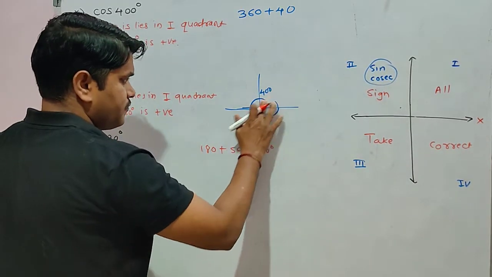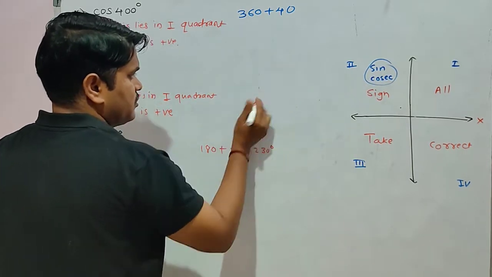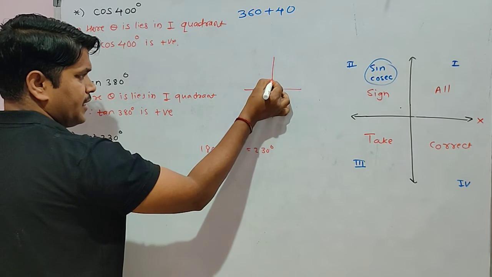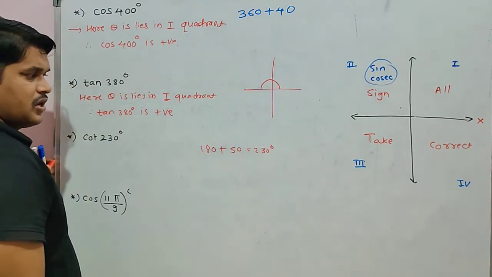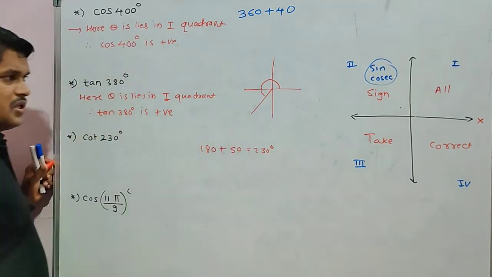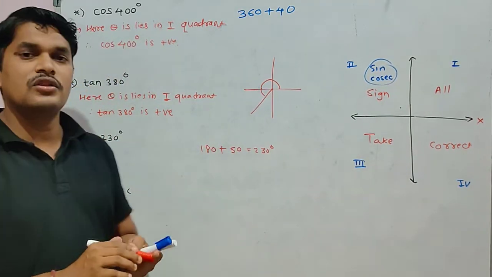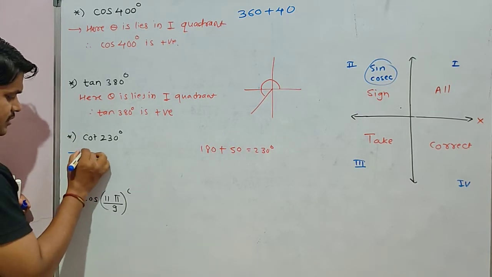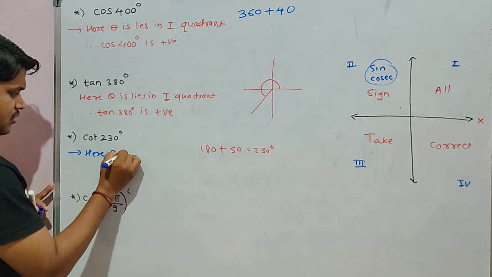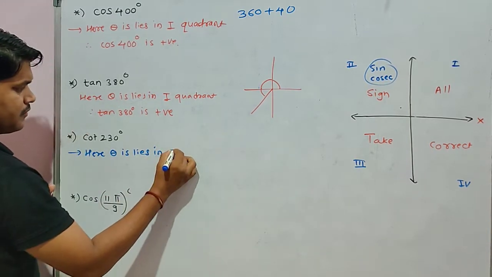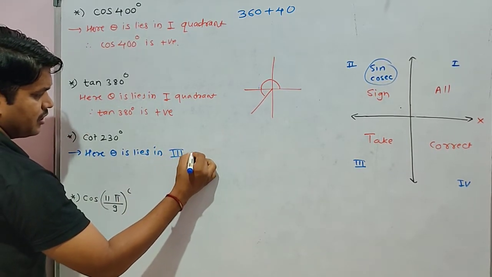Okay, so here suppose this is our coordinate system. 180 means what? 90 plus 90. So we get 180 plus 50, which means that angle lies maybe here. Which quadrant does the angle lie in? Third quadrant. So here theta lies in the third quadrant.